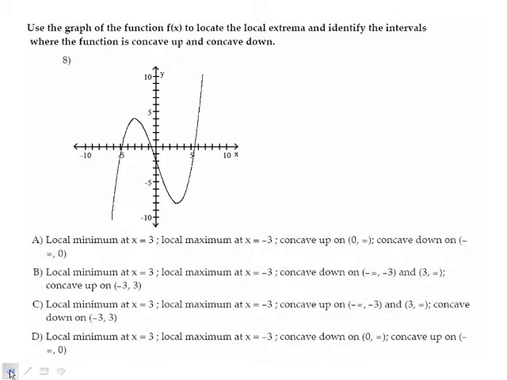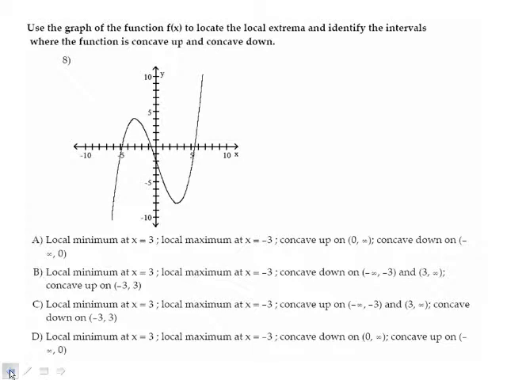Problem 8 is to look at this function and locate the local extrema and identify the intervals where the function is concave up and concave down. Now, I'm just going to assume that you can look at this graph fairly easily and read the values off of it.